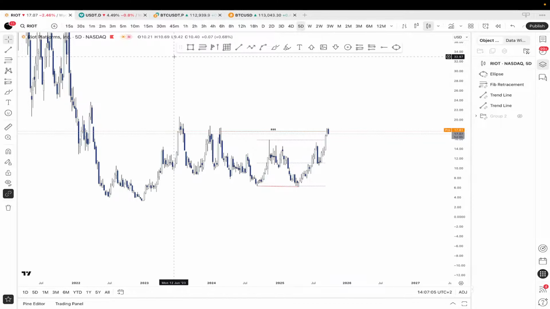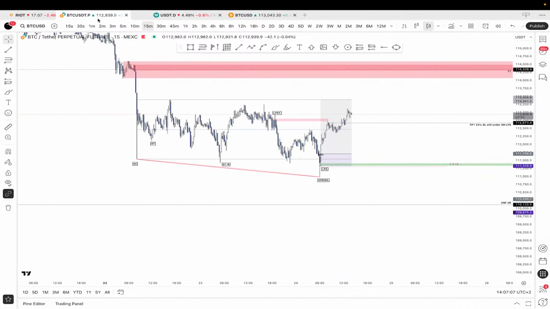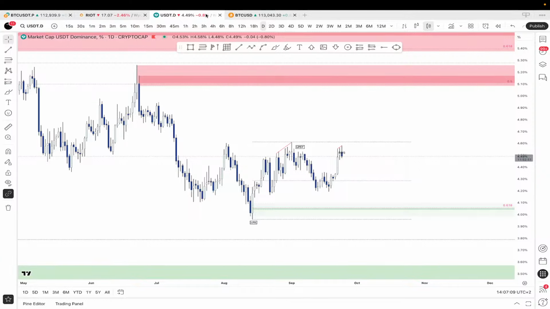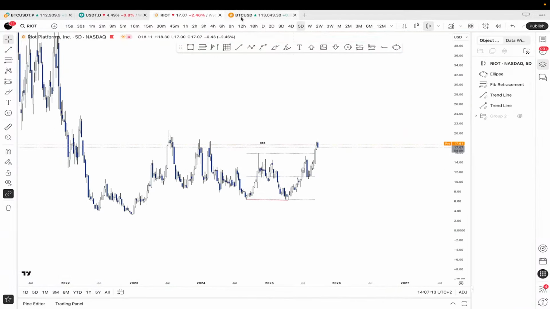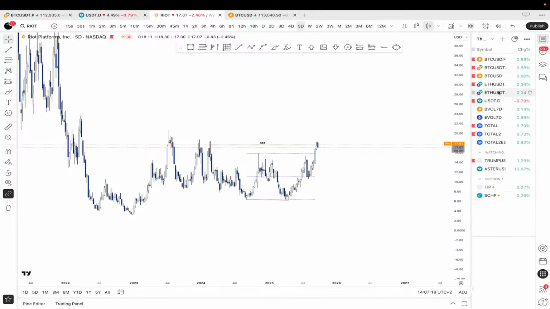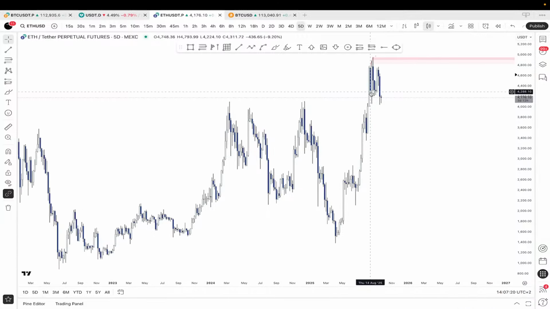This is clear as well. So Bitcoin, we cannot do anything on Bitcoin. USDT dominance levels are mapped out. Riot Platforms, I just explained. Higher time frame Bitcoin is clear. Now I want to take a quick look at Ethereum.